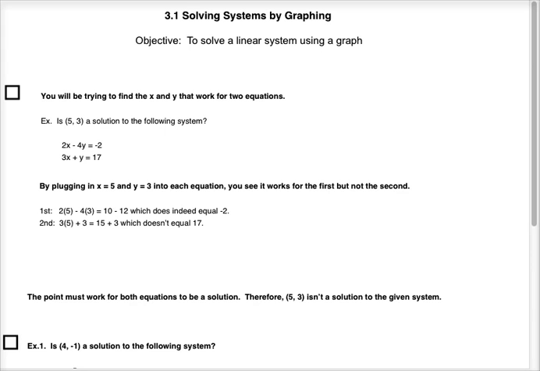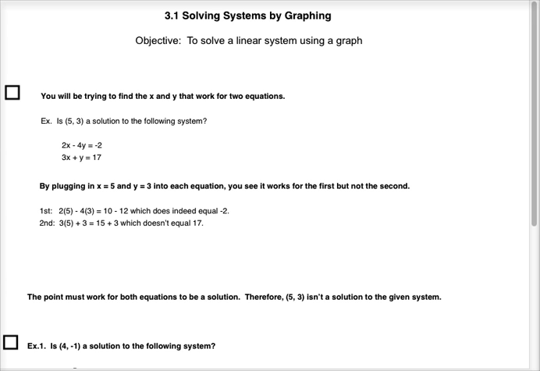Chapter 3 is going to be all about solving systems of equations. And as you probably remember from Algebra 1, there are many ways of solving systems. To begin this chapter, we're going to have a conversation about reviewing systems by graphing.